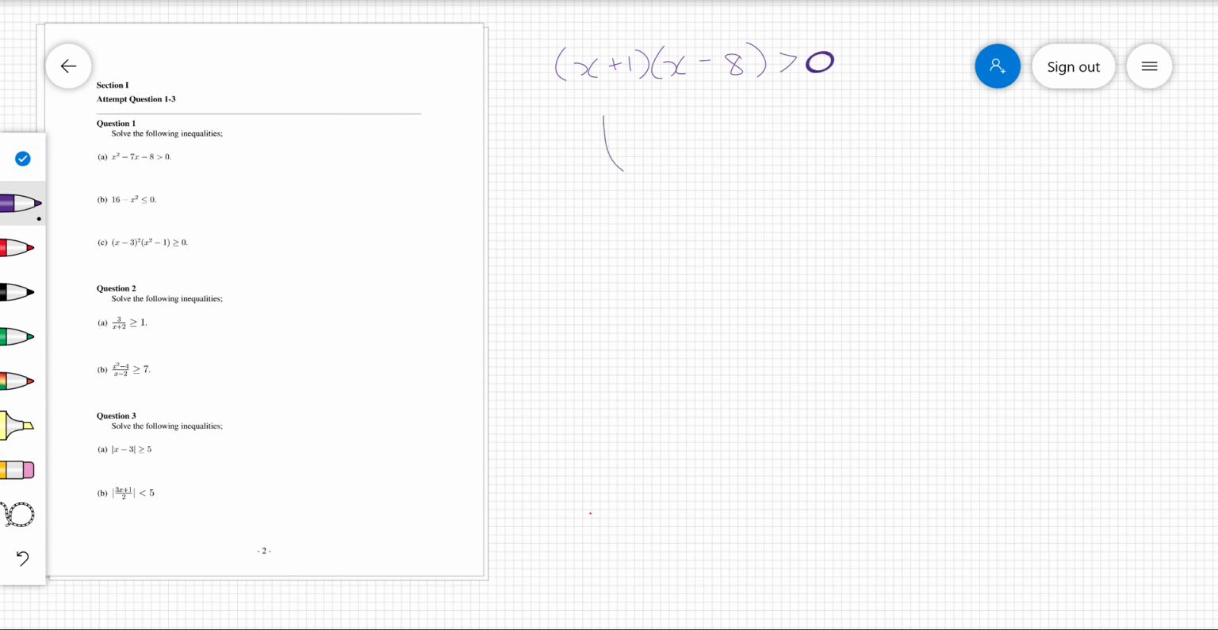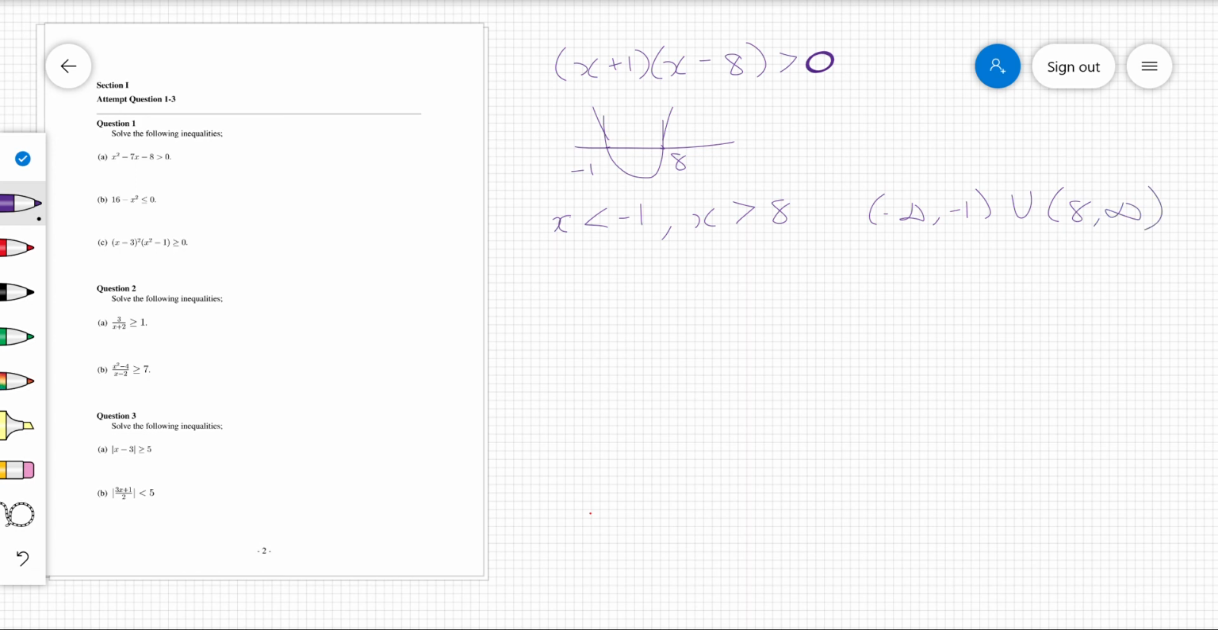Of course, that is a happy parabola that crosses at -1 and 8. So where is this graph greater than 0? So this is greater where x is less than -1 and x is greater than 8. Or we could say -infinity to -1 union with 8 infinity.